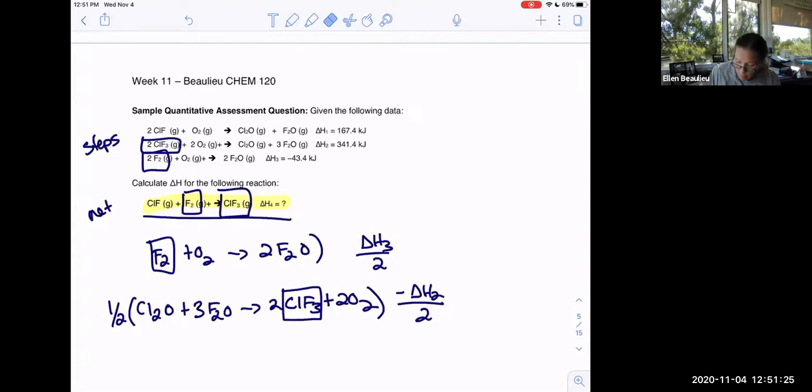So that becomes 0. That becomes 1. This becomes a half. And that becomes 1. This is a half. This is 3 halves. This becomes 1. This becomes 1.